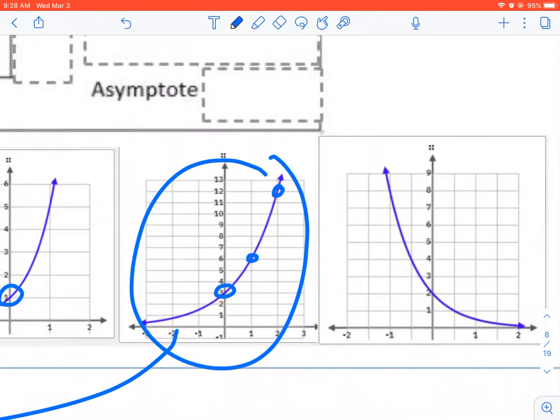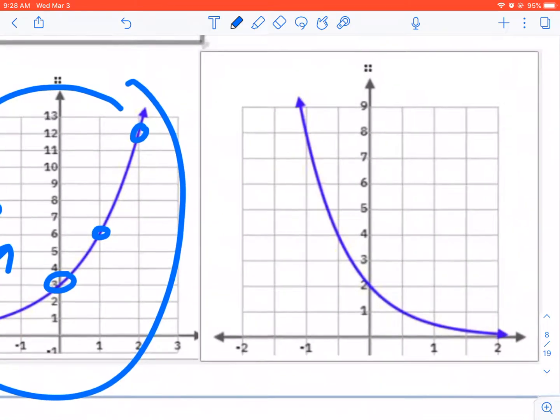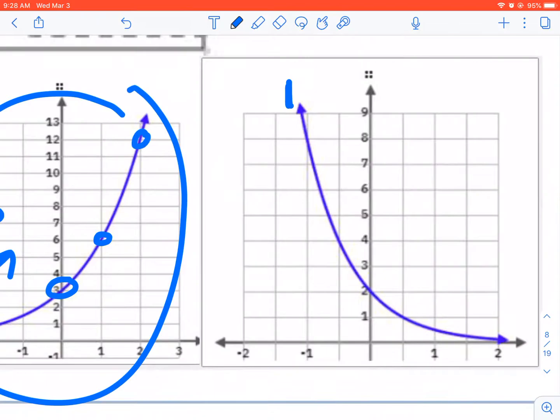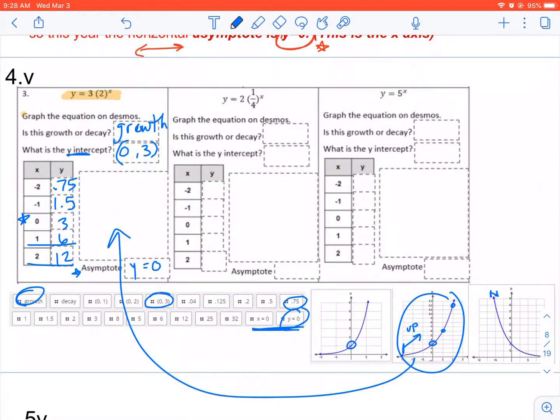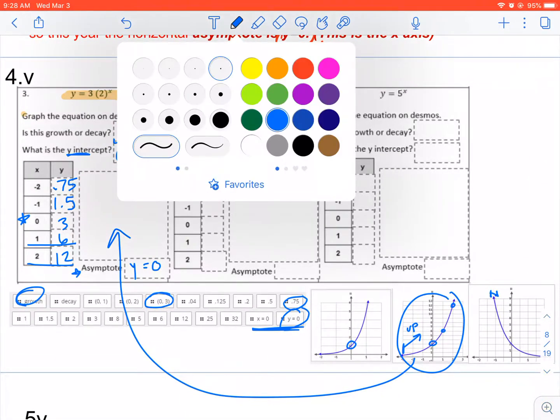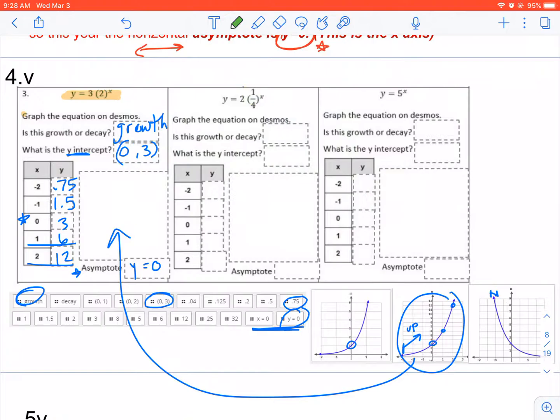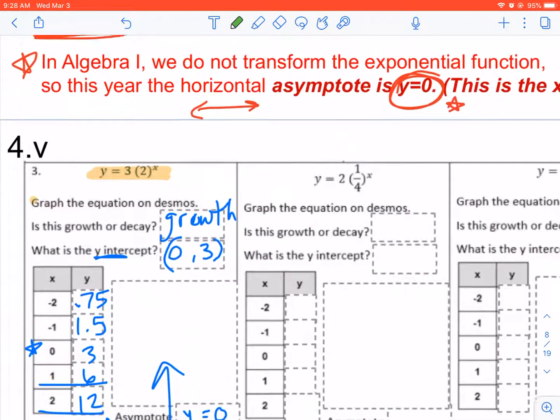From the left, our graph is going to go up, and that is not happening in that third choice. From the left, your graph is going down, so that was a decay exponential function. We're also going to look at the graph in the middle. We're going to start talking about this a little bit together, and we're going to compare a little bit.